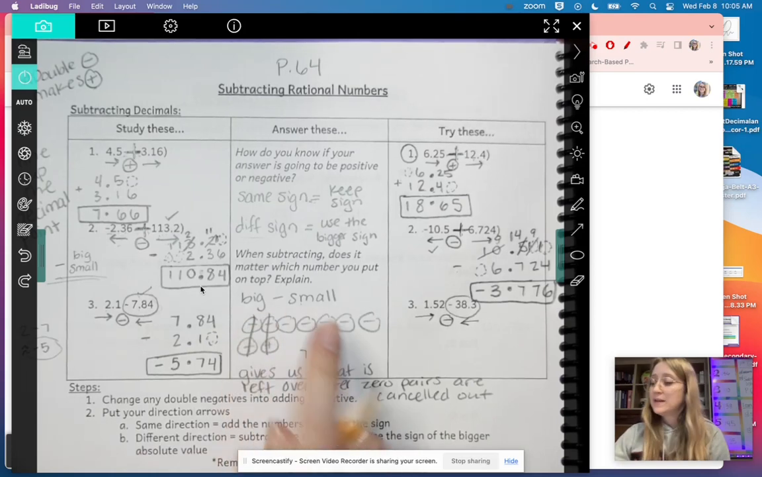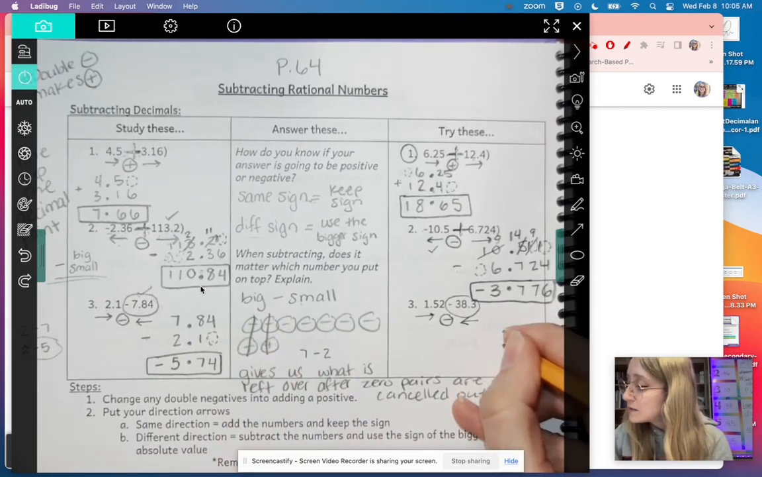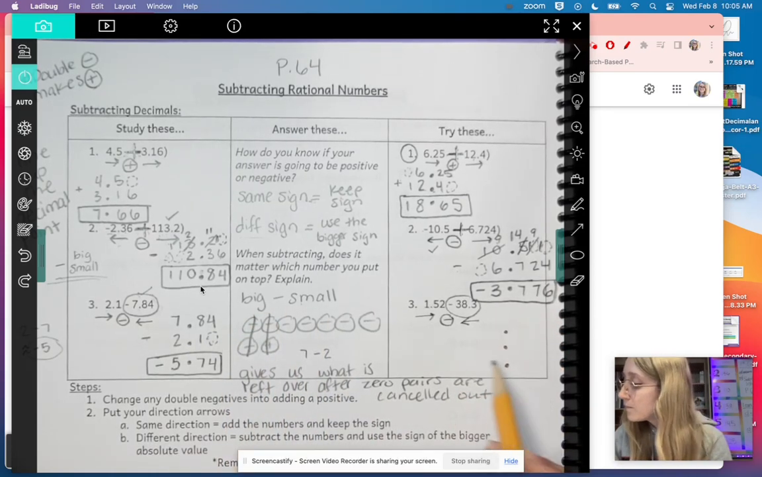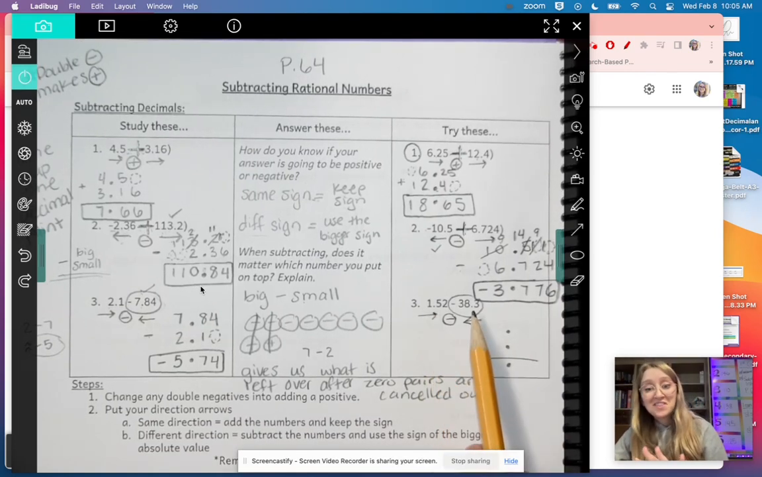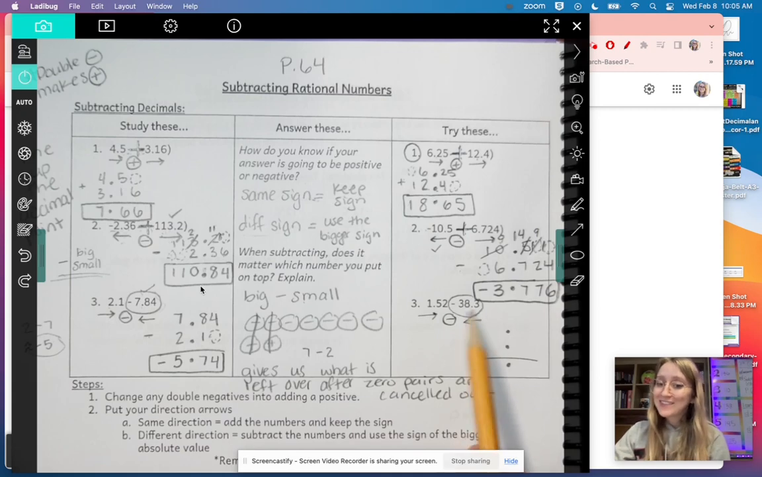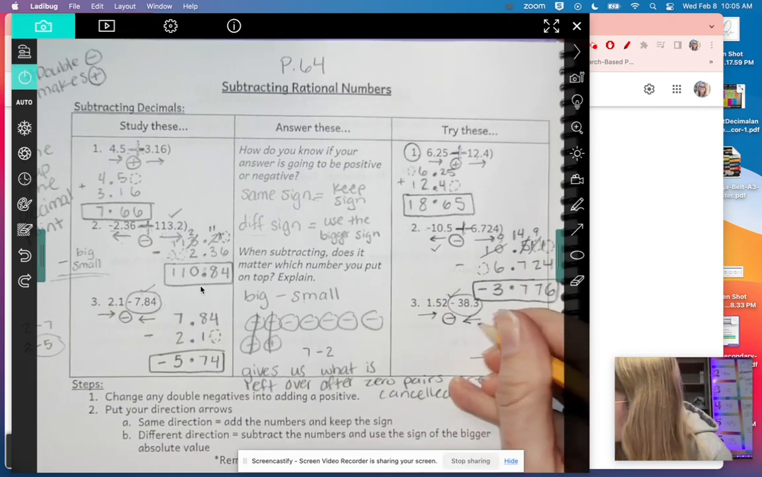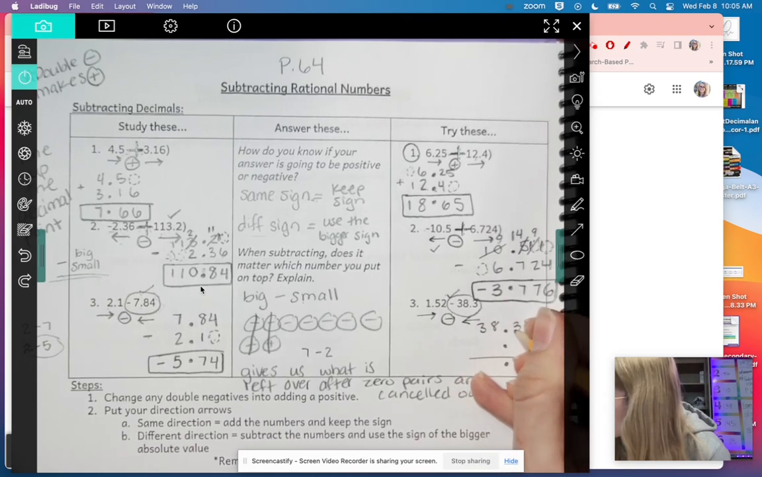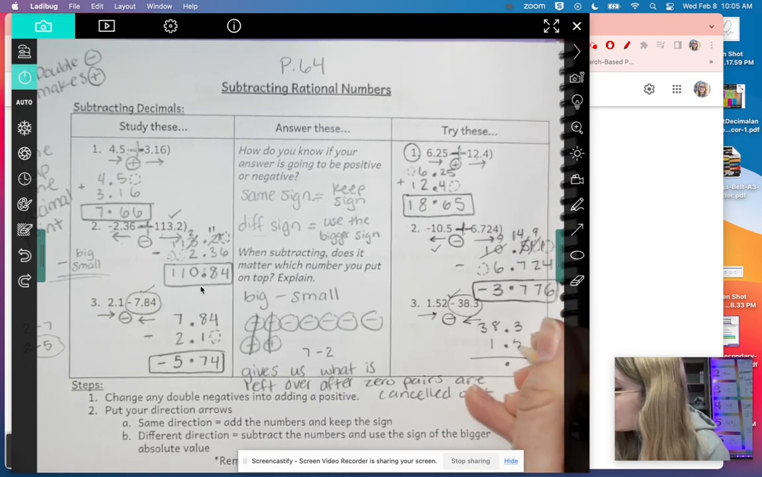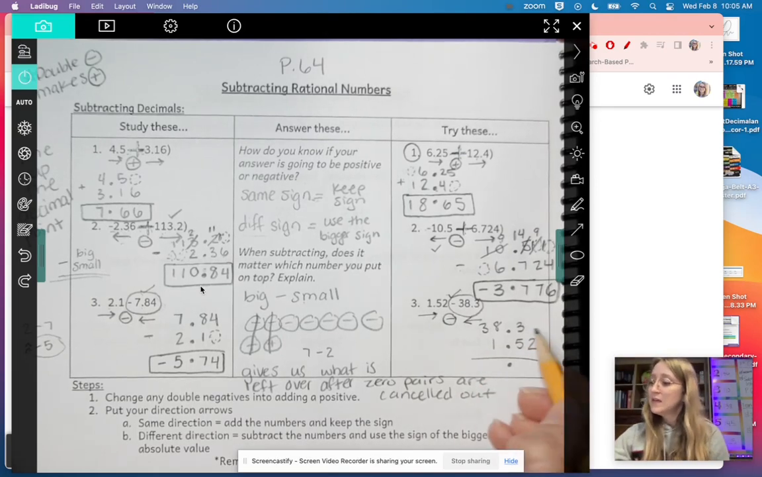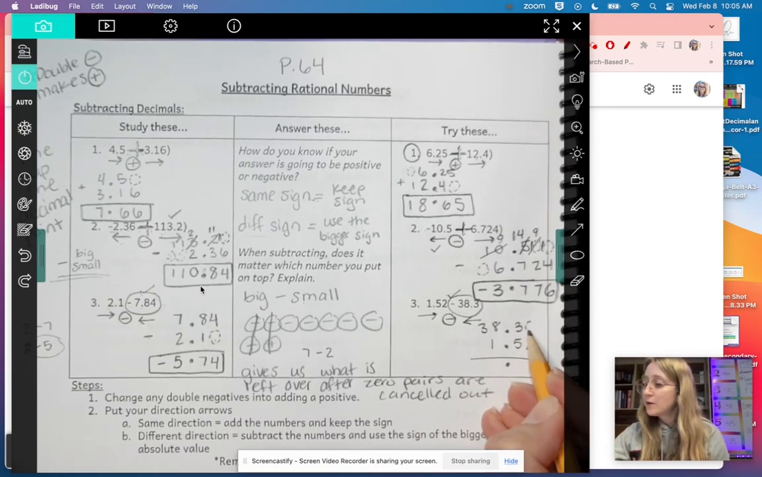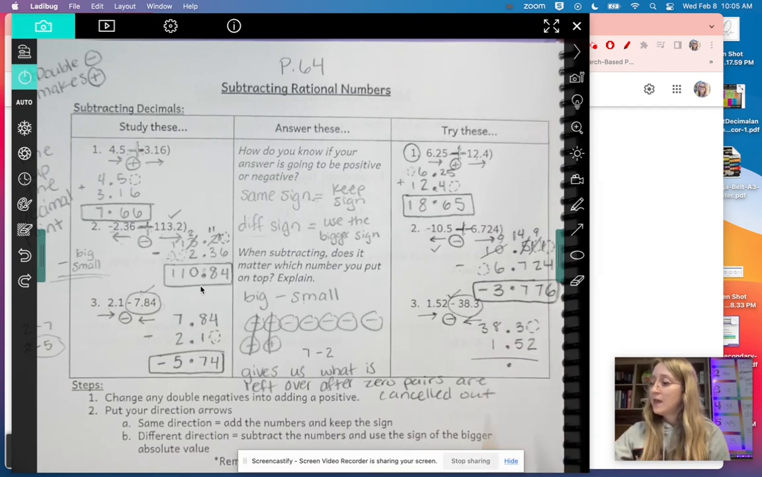We got to put our big minus small, so we're going to line up our decimal points. Think about which one's bigger. This is about 1. This is about 38. So this guy here is going to be our bigger value. We're going to put 38 and 3/10 on top, 1 and 52/100 on the bottom. Unbalanced place value, we're going to throw in that 0, and we're going to now subtract.